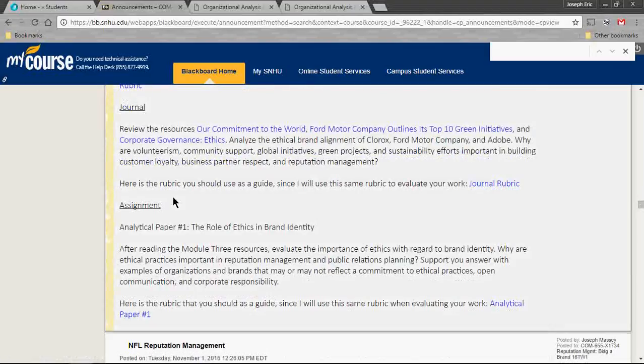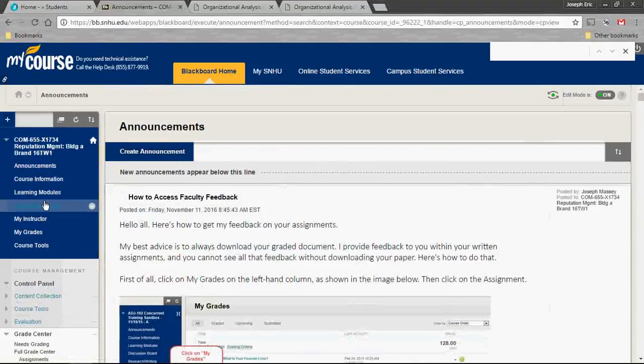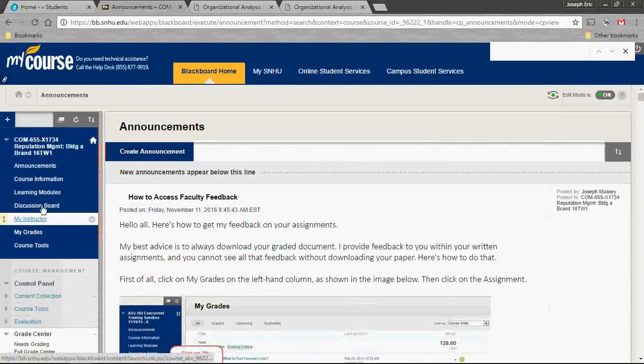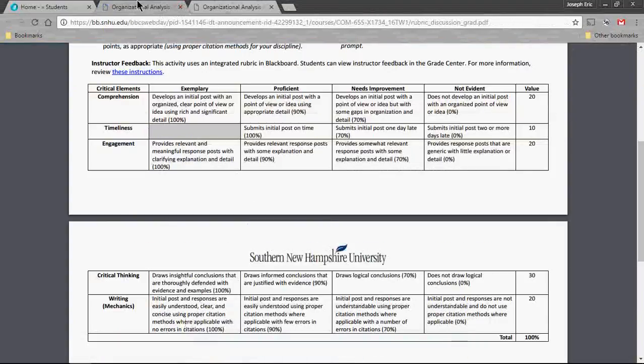Some instructors probably don't do that, so you'll need to find it on your own, and you can do that by going into the course resources. Our views are a little bit different as instructors and students, but you do have learning modules, and you can click on learning modules and then go to whatever week that you want to go to, and it'll find what you need.